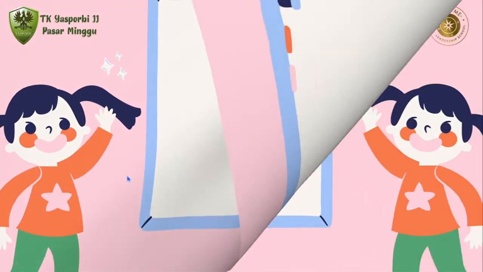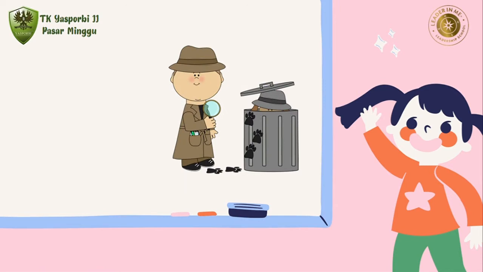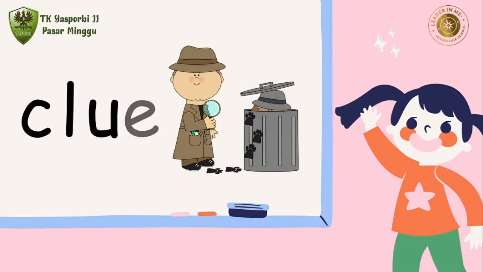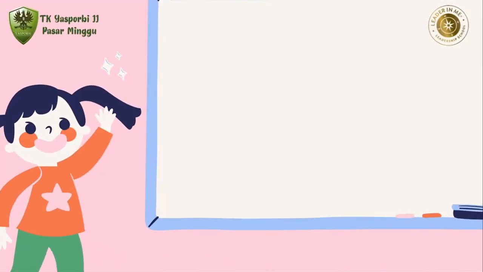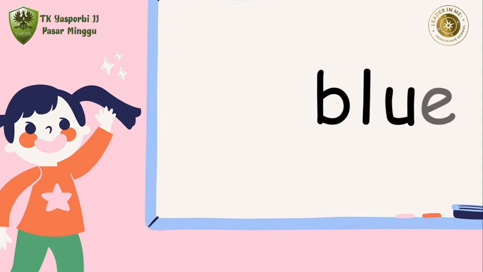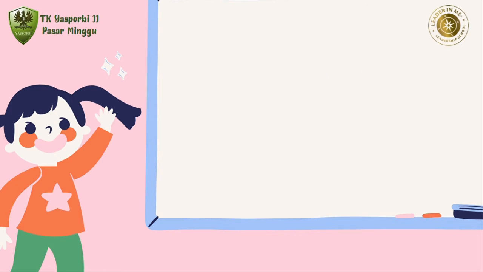For example, C, L, U, E. C, L, U. Clue. B, L, U, E. B, L, U. Blue.